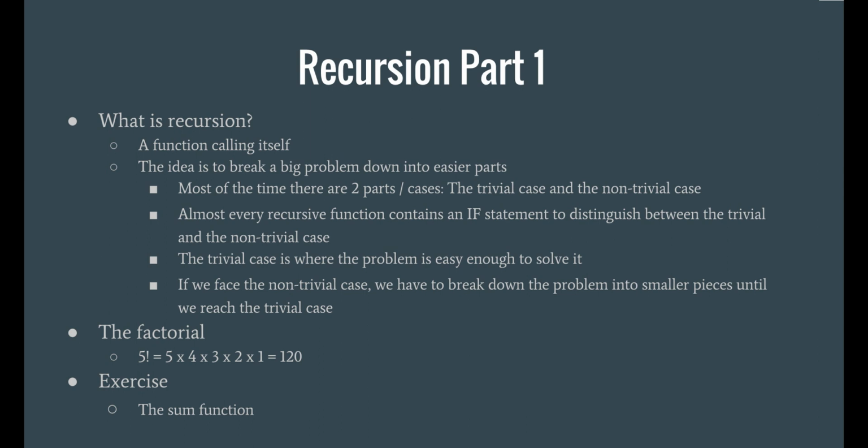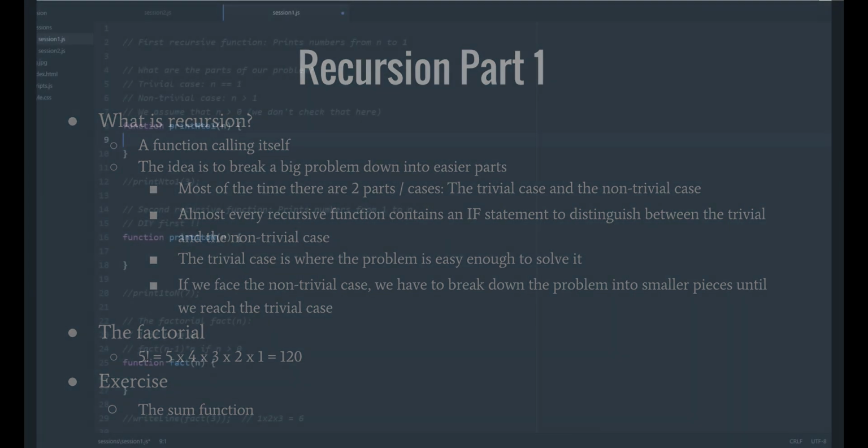To distinguish stuff in programming, we need something like an if statement or a switch statement or whatever your language provides you with. And using this statement, which is an integral part in almost any recursive function, we can distinguish the trivial case. This is the case where the problem is already easy enough for us to solve it, okay? Or the non-trivial case. This is where the problem is still too complex to solve it, and we still have to break it down even further into simpler parts. And we do this over and over again until we reach the trivial case, alright?